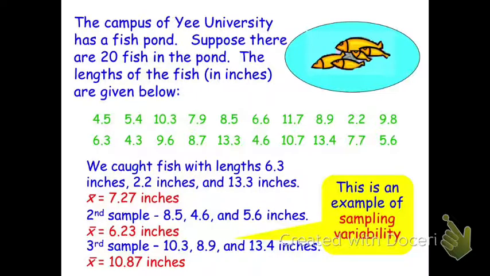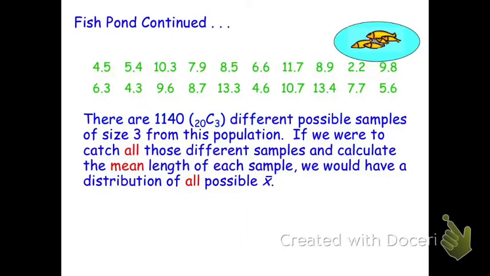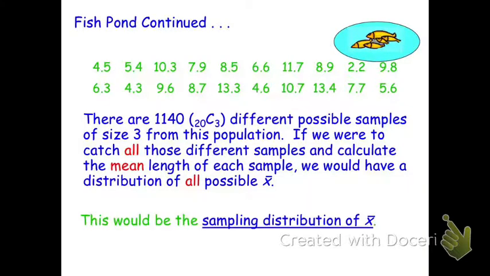Yes. So the reason why we got different things when we took samples is because of what we call sampling variability. So there are 1,140 different possible combinations. Remember, finding the average of all of those and the standard deviation of all of those is called a sampling distribution.